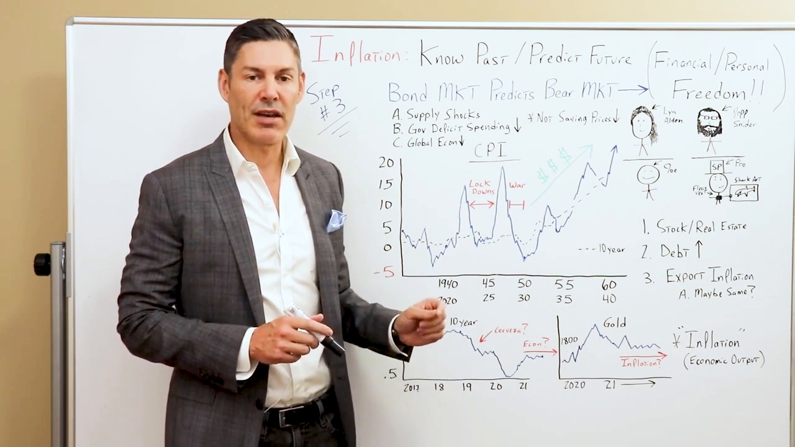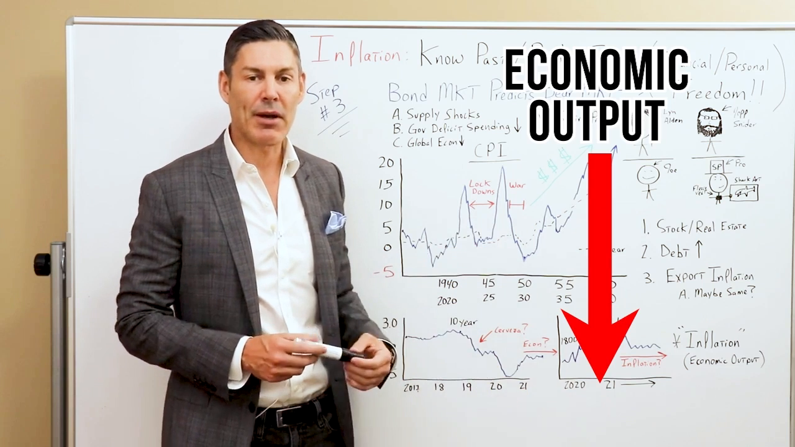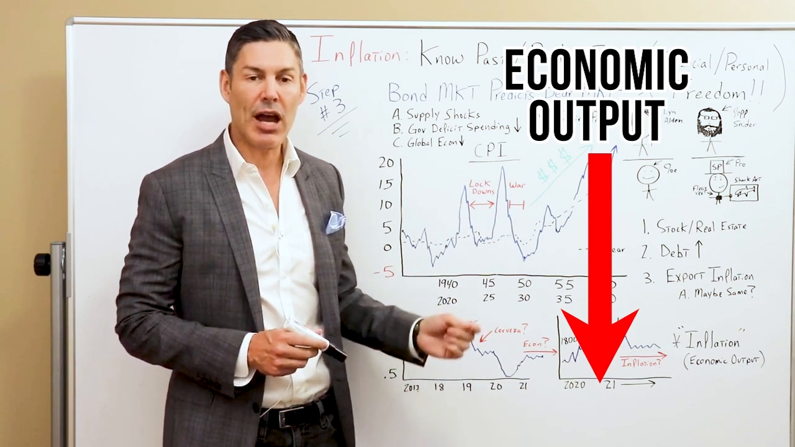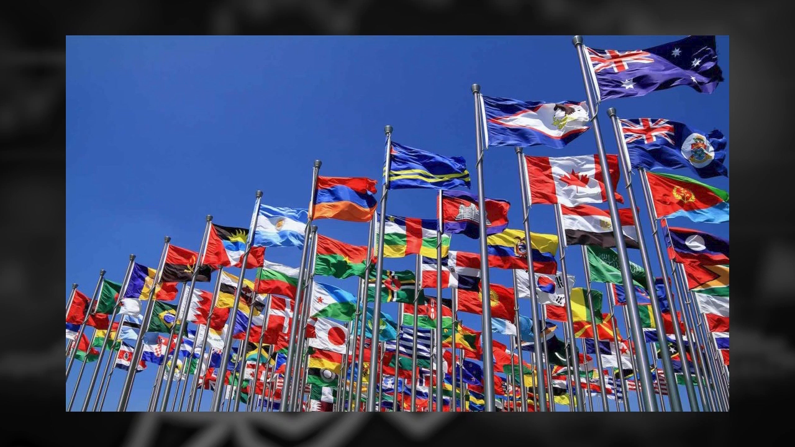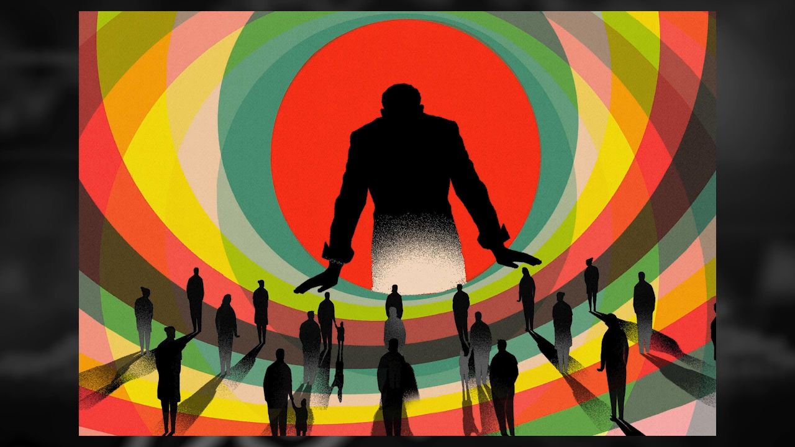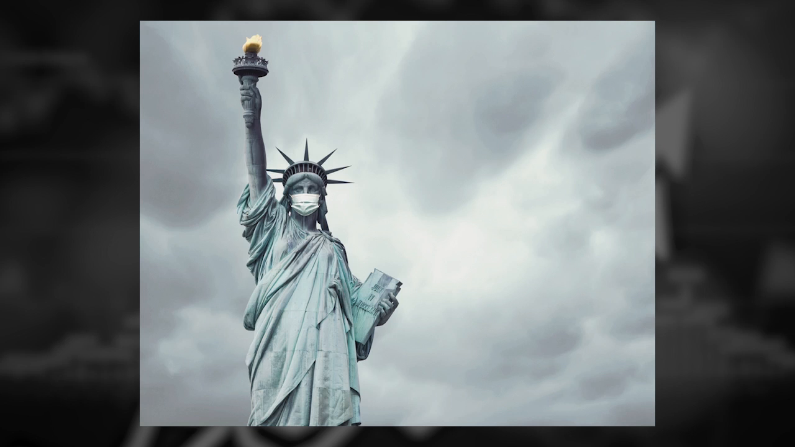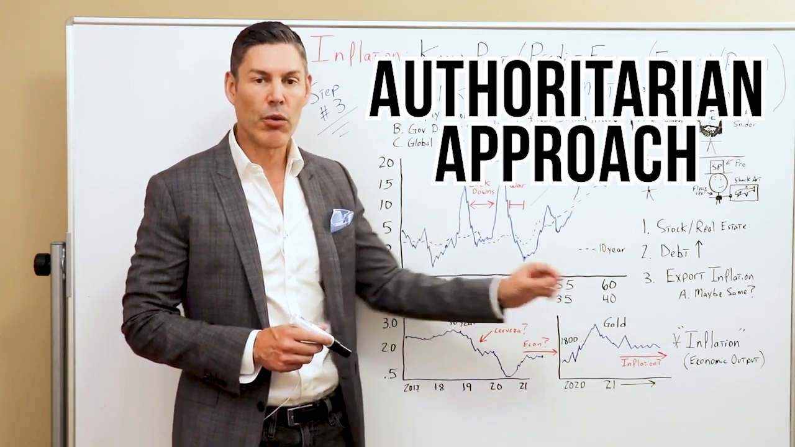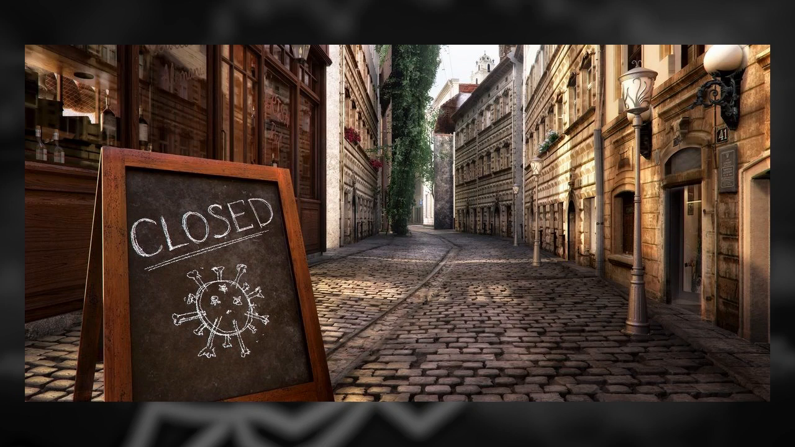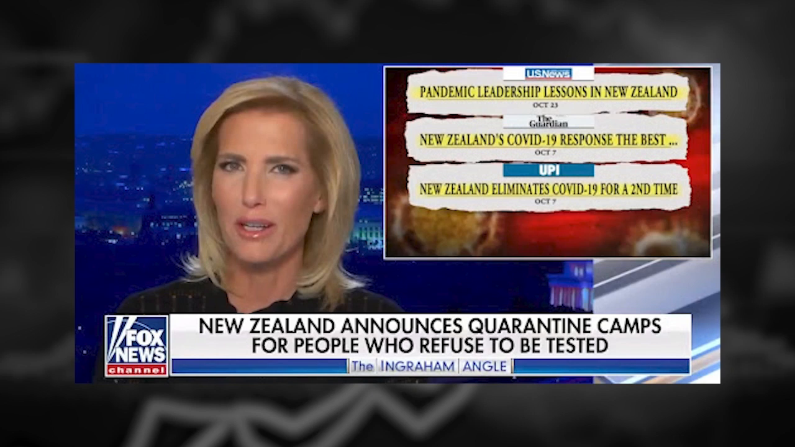But it also could be saying that the decrease in economic output is going to be a result of governments attacking or continuing to attack your personal freedom and liberty by taking this authoritarian approach with more and more lockdowns, maybe even more draconian than what we saw in 2020.